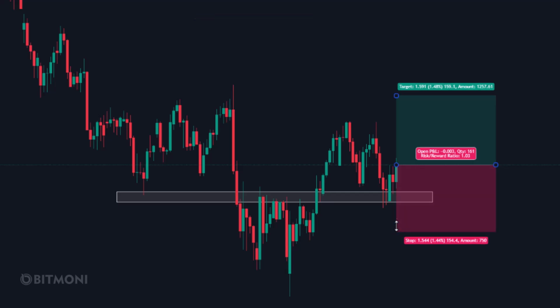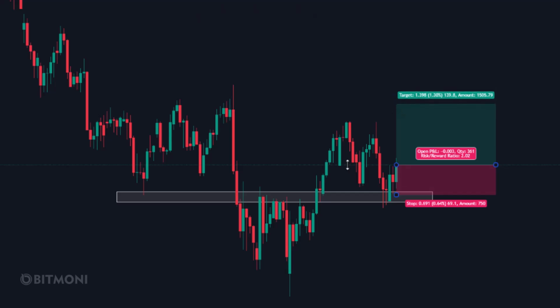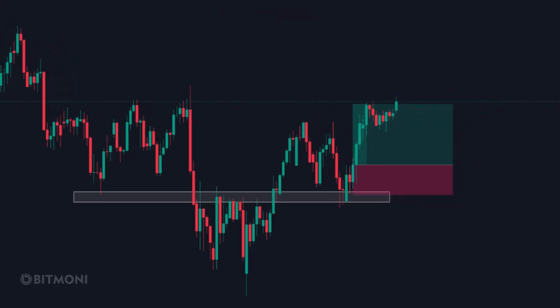For your risk management, you can place a stop loss slightly below the pullback candle and set a profit target at 2 times the stop loss. And letting the trade run, you can see it was profitable.